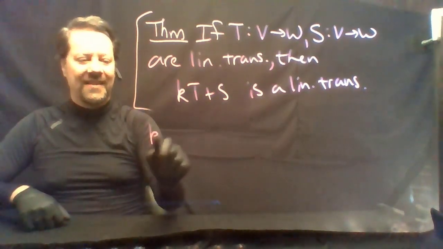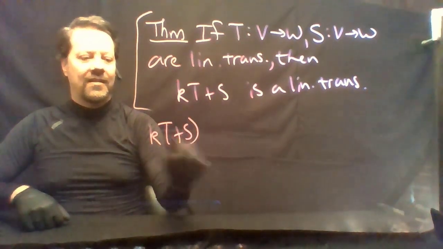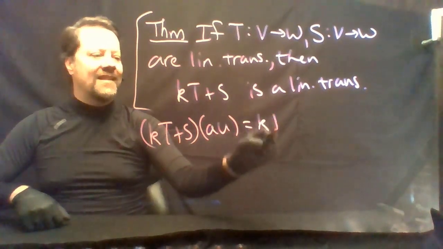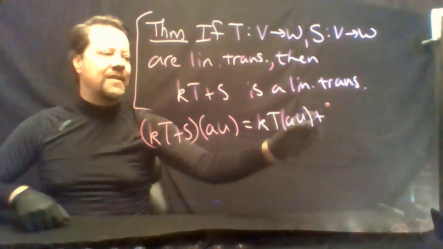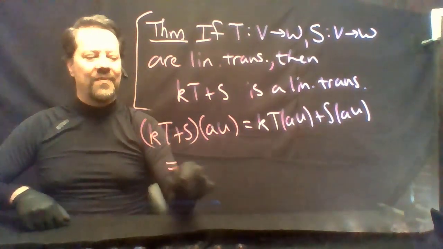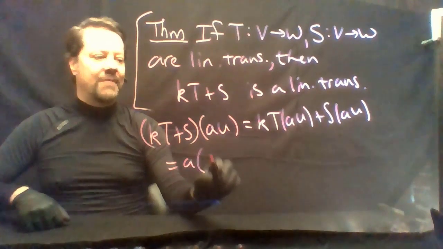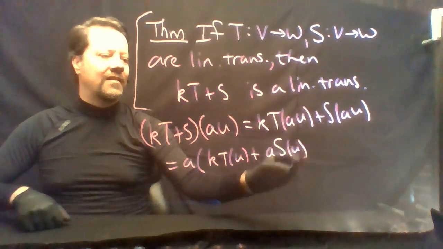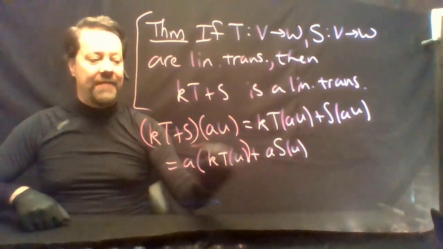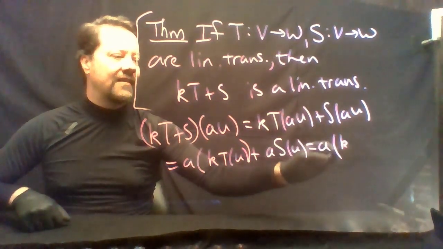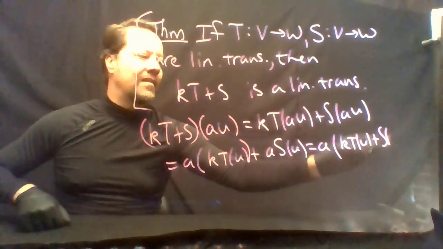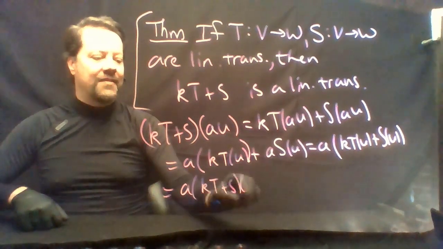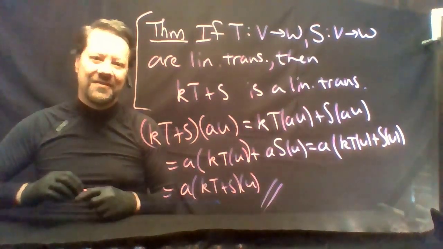To prove the second property, suppose we have kT plus S acting on au. That's kT of au plus S of au. Because T and S are linear transformations, the a can be brought out. And that a can then be factored out of the entire thing. And that gives us a times (kT plus S) of u, the end of the proof.